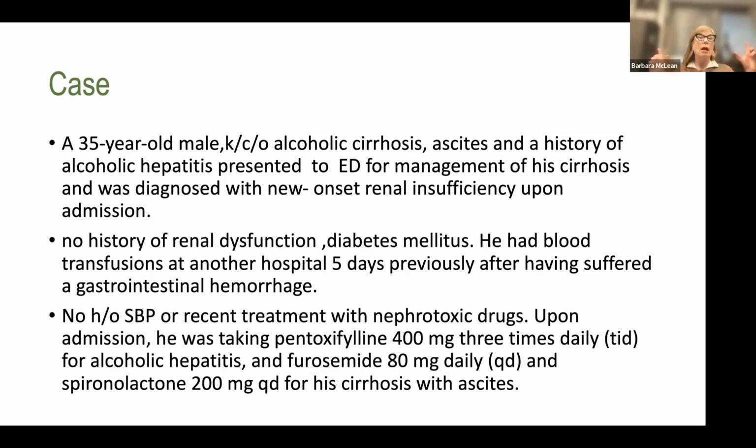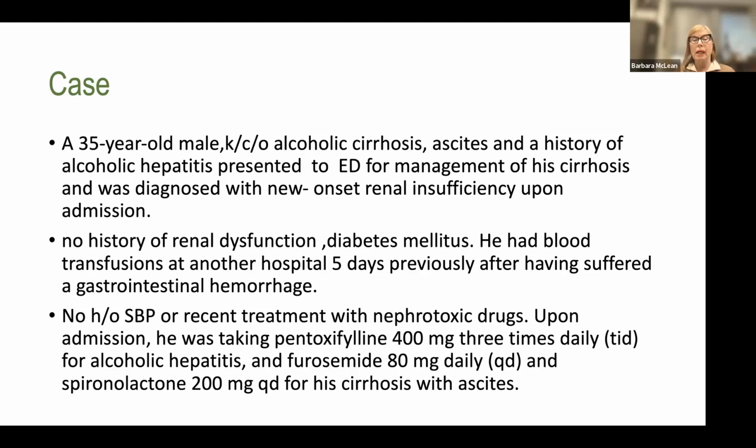So immediately you say, aha, he meets a lot of criteria here. He hasn't ever had a renal dysfunction before. He doesn't have diabetes. He had blood transfusions at another hospital 5 days before he came to us, because he had suffered a GI hemorrhage. No history of bacterial peritonitis, and no history of recent treatment with nephrotoxic drugs. So you can see most of this is all history.